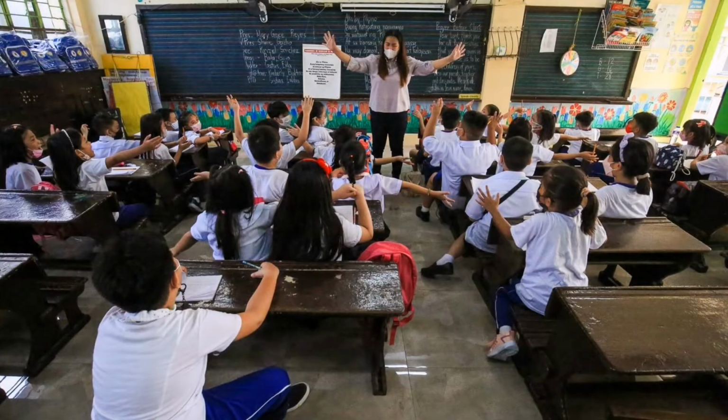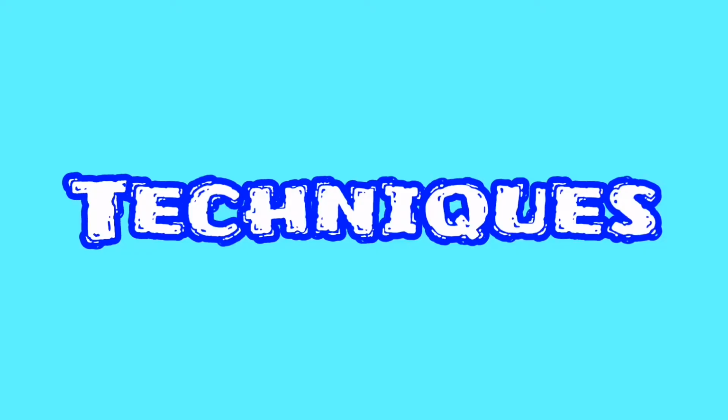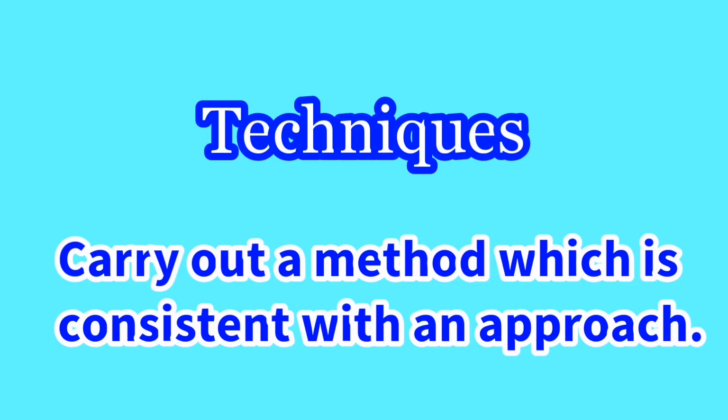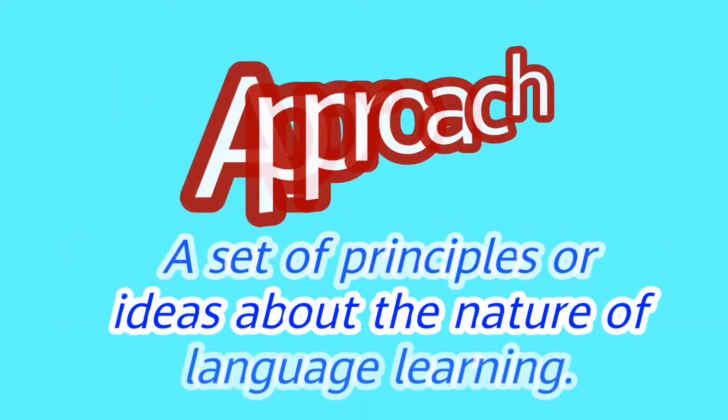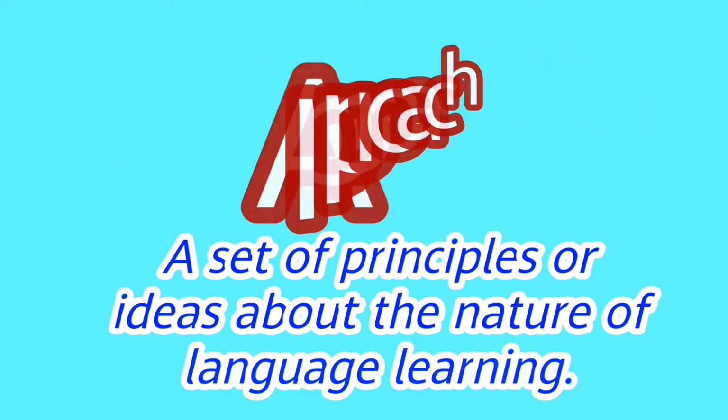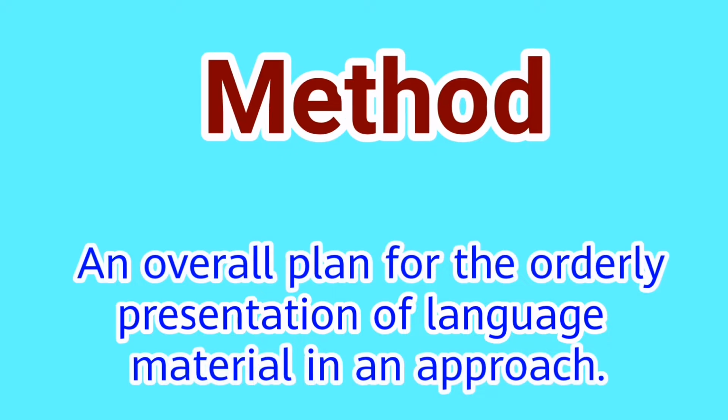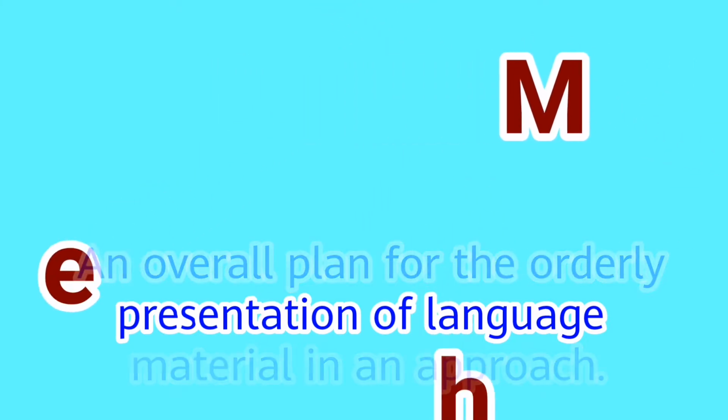The various activities or steps that we implement in class are called techniques. Techniques carry out a method which is consistent with an approach. Well, an approach is a set of principles or ideas about the nature of language learning, while a method is an overall plan for the orderly presentation of language material in an approach.